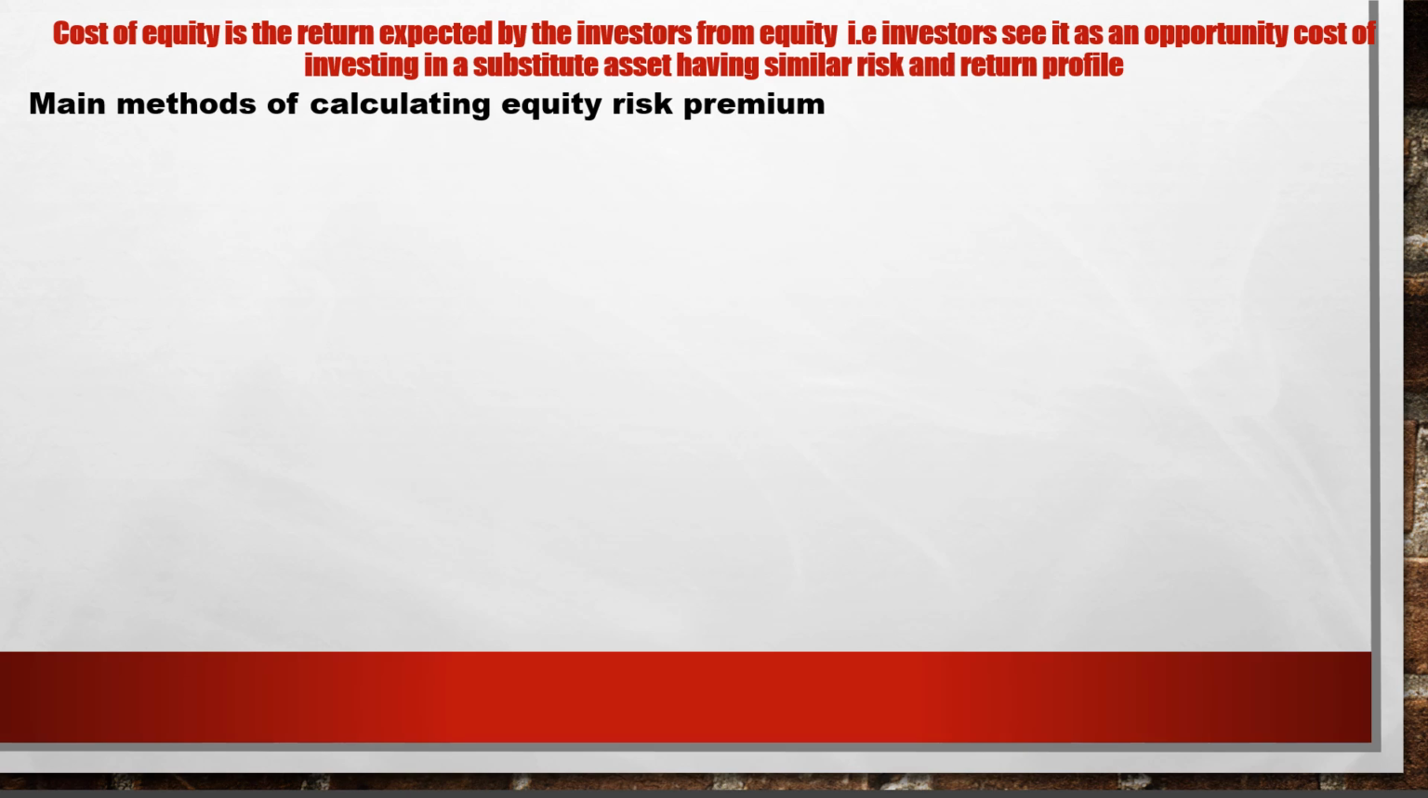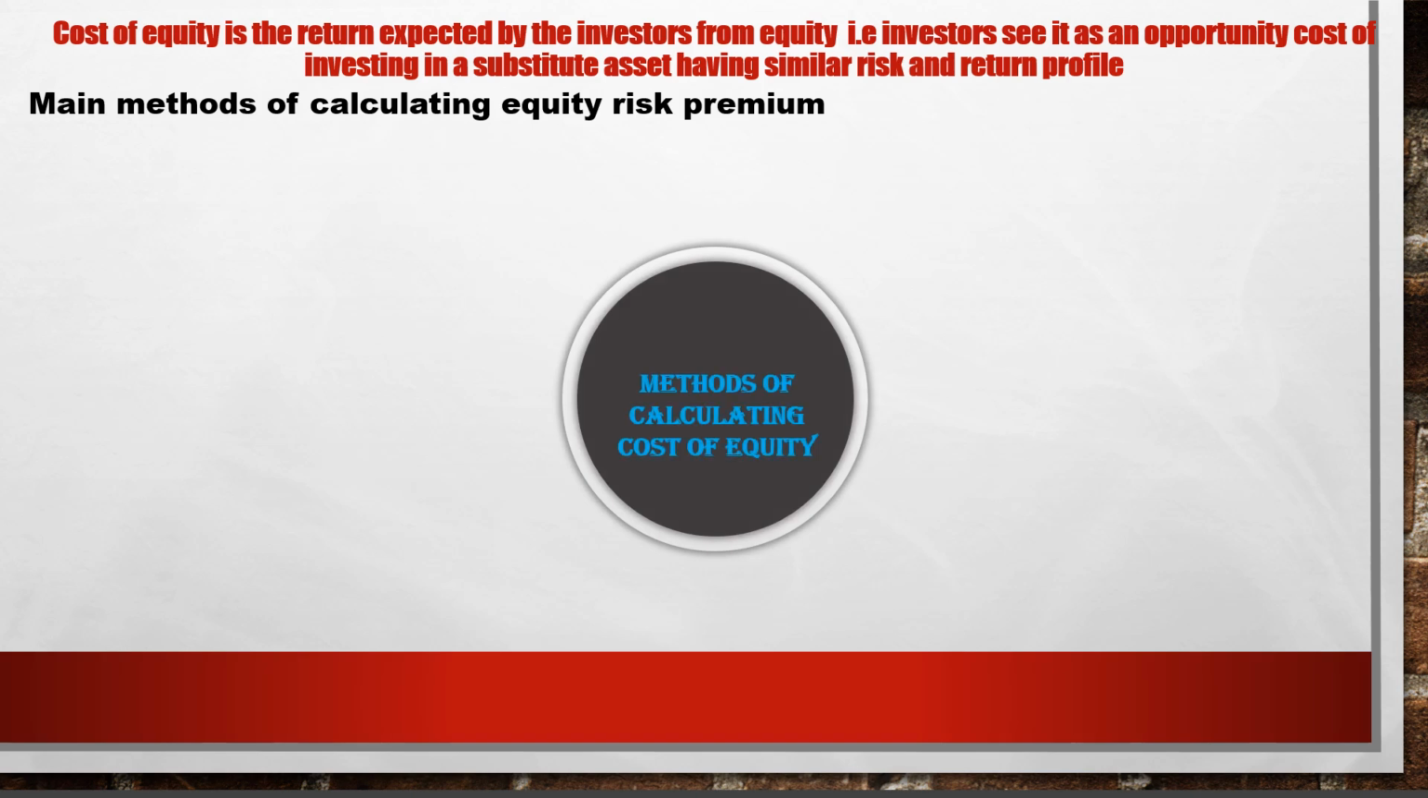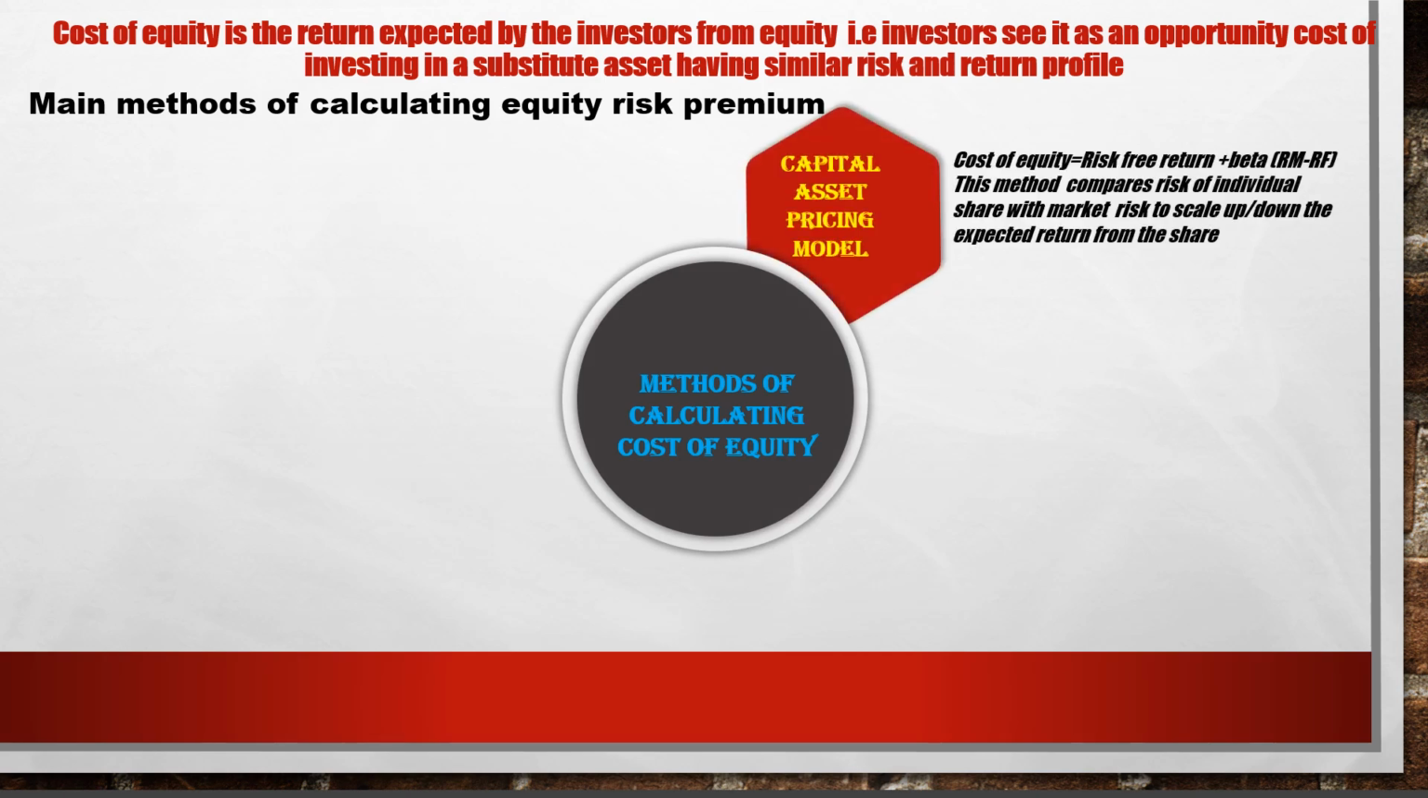Now, what are the main methods of calculating cost of equity? So the different methods of calculating cost of equity. The most widely used method is the capital asset pricing model. Here the cost of equity equals risk-free return plus beta times (RM minus RF). This method compares the risk of individual shares with the market risk to scale up or down the expected return from the share. Here RM is the return expected from the market and RF is the risk-free return.